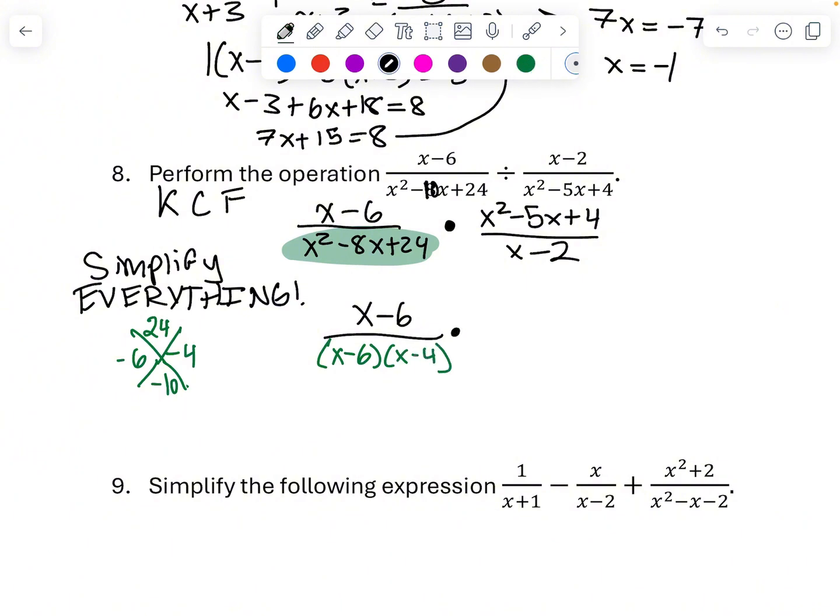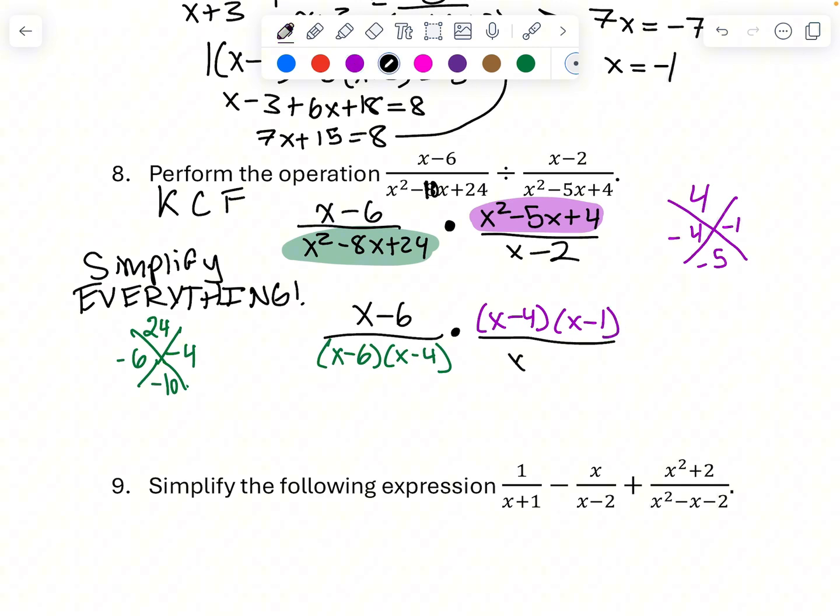We have multiplication, and then I notice on the top right, I have this guy right here that I can also do big X to. So I'm going to have multiply to 4, add to negative 5, negative 4, negative 1. And we're going to have x minus 4, x minus 1, all divided by x minus 2. Now from here, I cancel out whatever I see on the top and the bottom. I have an x minus 6 up here, and an x minus 6 down there. Those go away. Looking down here, I see an x minus 4 on bottom, and an x minus 4 up top.